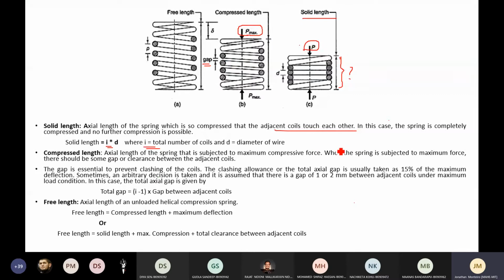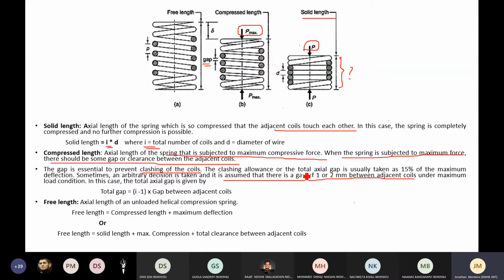So, the compressed length is the axial length of the spring that is subjected to a maximum compressive force. When I say maximum, it doesn't mean that the coils will all touch each other. Looking from the design standpoint, it is the maximum that is allowed in the spring. When the spring is subjected to maximum force, there should be some gap or clearance between the adjacent coils. If there is no gap, what happens? There is clashing of coils. Now how much should we take? It is assumed to be a gap of 1 or 2 mm between the adjacent coils.